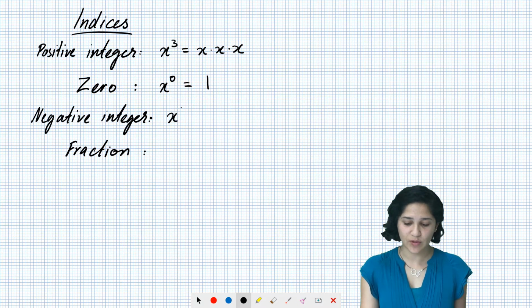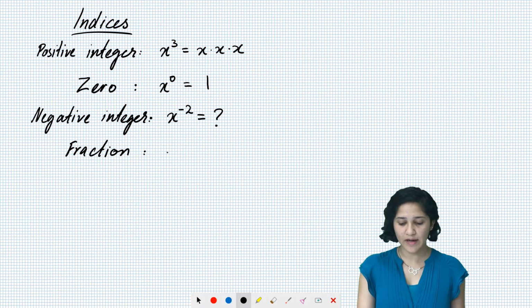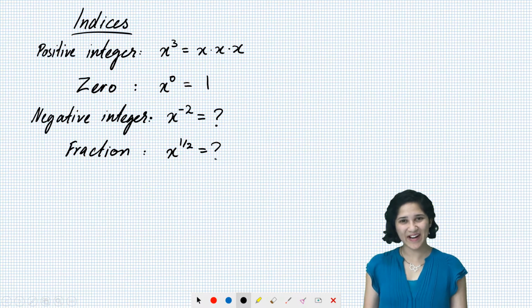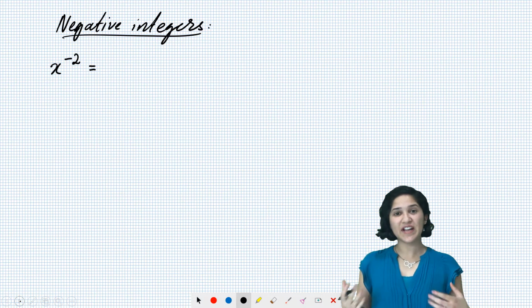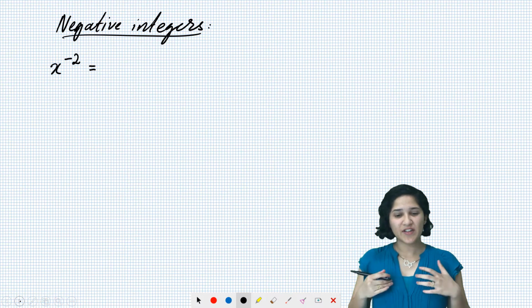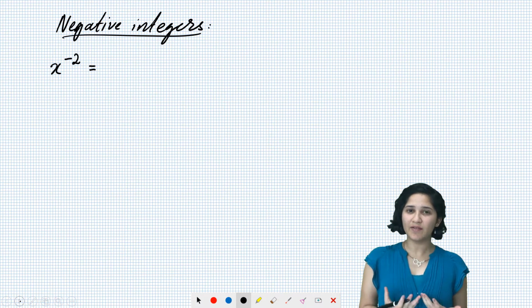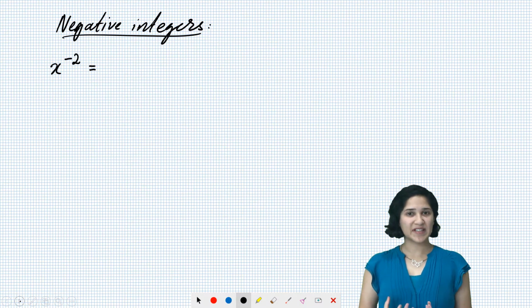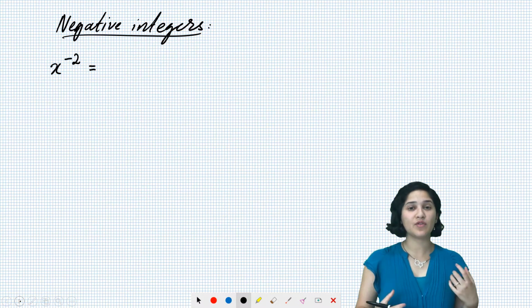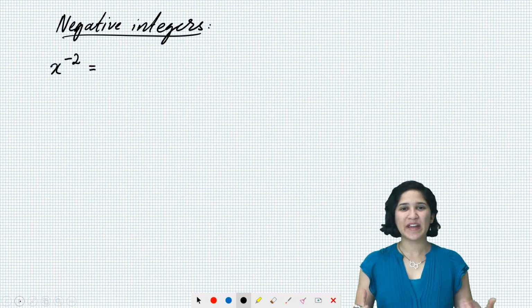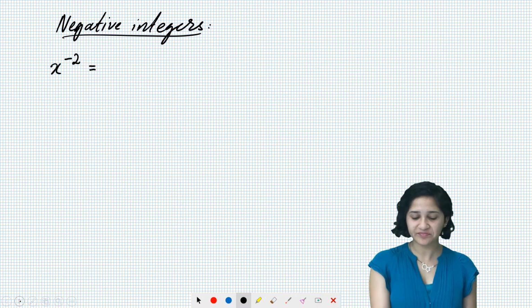So making sense of what something like x to the power of negative 2 would mean, or x to the power of 1/2. Alrighty? So, starting with negative indices. Just like with 0, we can't really say x times itself negative 2 times, right? That doesn't make sense. But if we use our index laws, we can actually figure out a different way of writing it that we can make sense of.